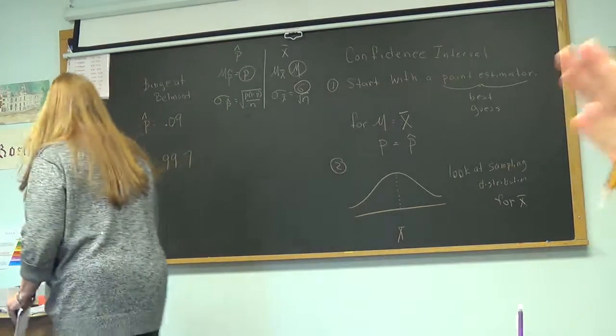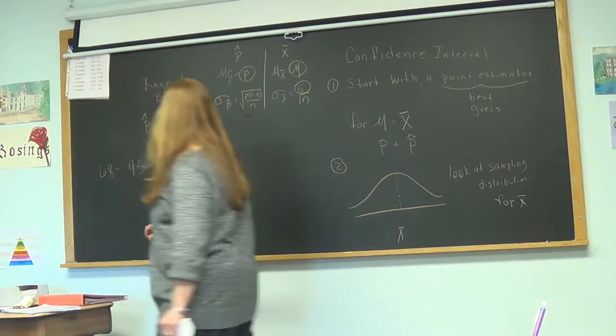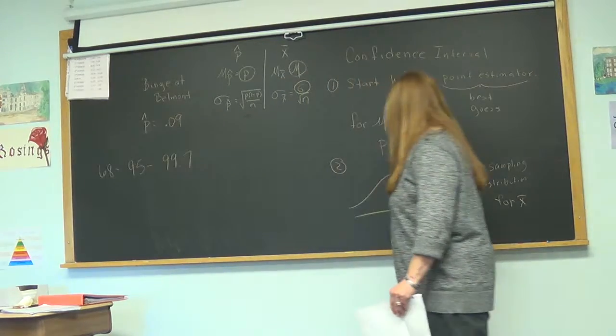1 standard deviation, 2 standard deviations, 3 standard deviations. What is the probability for that area under the curve?